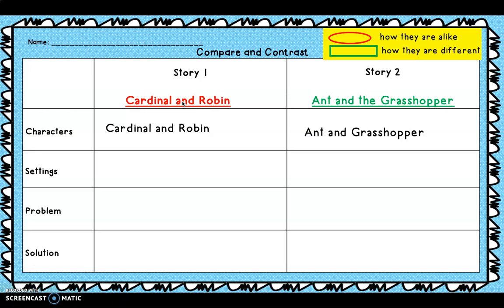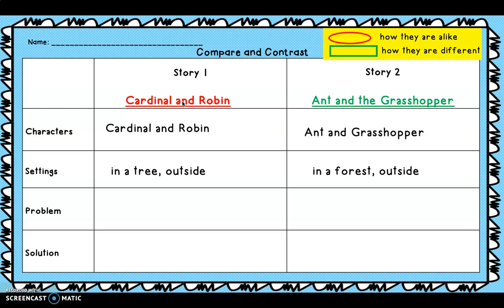And we try to get as detailed as possible. So think in your head about the cardinal and the robin. Where were the events taking place? Well, I hope you said it was in a tree and it was outside. That's what I said. And now, ant and the grasshopper. Where did the story take place? What was the setting? In a forest and outside.